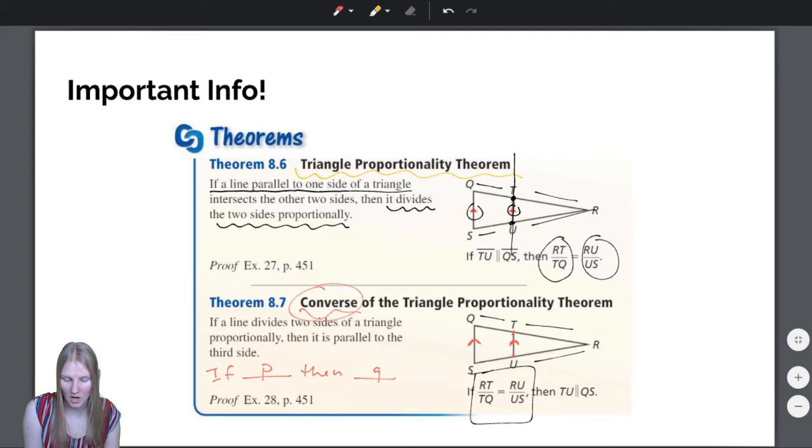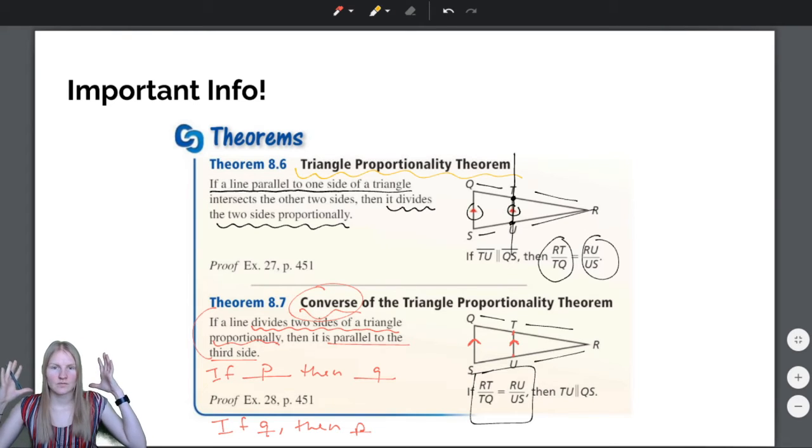So remember, what a converse does is it takes the if P then Q and it switches. The converse says if Q then P. So you'll notice we have, if a line is parallel to one side of a triangle so that it intersects the other two sides, then it divides the two sides proportionally. In the converse, we have, if a line divides two sides of a triangle proportionally, then it is parallel to the third side. So we take the squiggly part and the straight underlined part, and we just switch them. We switch the if and the then.